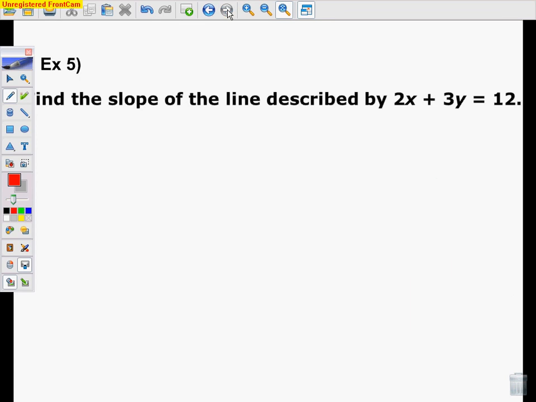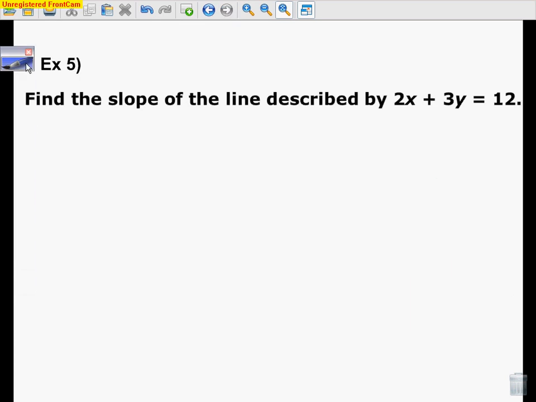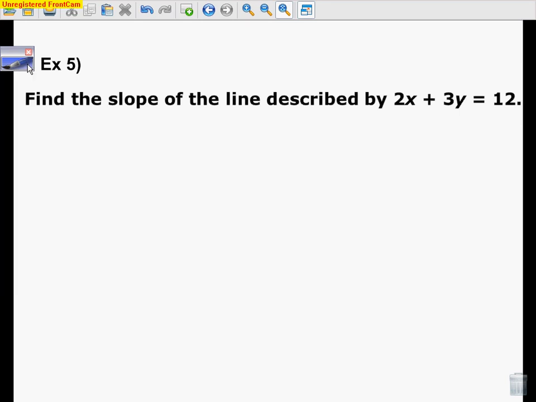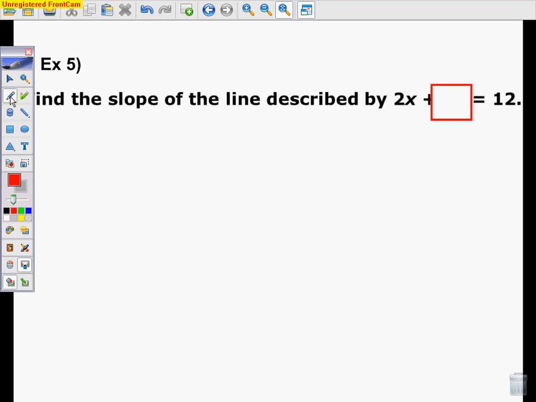All right, this one says find the slope of the line described by 2x plus 3y equals 12. Now, once again, we need 2 points at least to do our slope. So we talked about this back in lesson 4.2. One of the easiest ways to do this problem is to get 2 points by using your intercepts. If I use my cover-up method here and find my x-intercept, well, 2 times what value gives me 12? 6. So that means that my x-intercept is the point (6, 0).